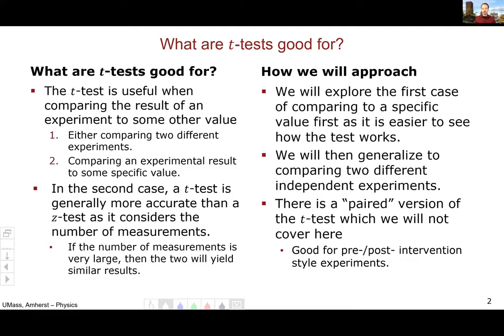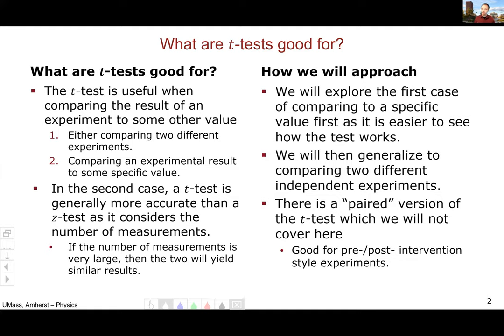We'll first explore the case of comparing our experimental results to a specific, say, theoretical value, because it's easier to see how the test works in this situation. We'll then generalize to comparing the results of two independent experiments, which is really what we're interested in for this lab.